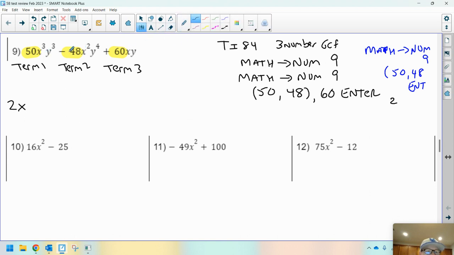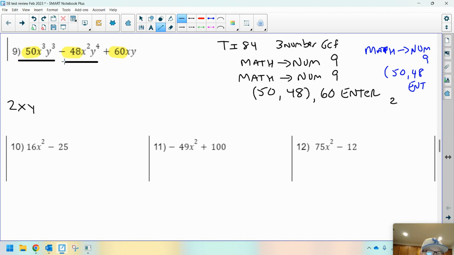Let's look at the y's. Do they all have a y? Yes, yes, yes. The smallest y we're going to use, which is just y. So now we're going to divide each of these terms by our GCF. 50 divided by 2xy, negative 48 divided by 2xy, and it's everything on top divided by 2xy, and everything on top divided by 2xy here.